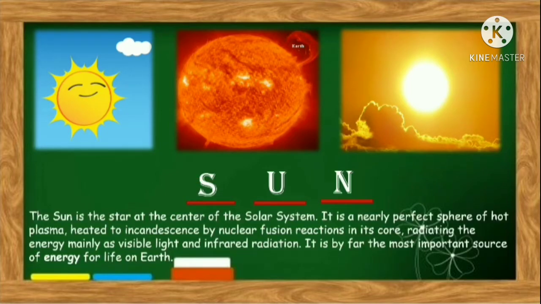The sun is the star at the center of the solar system. It is a nearly perfect sphere of hot plasma heated to incandescence by nuclear fusion reactions in its core. It radiates energy mainly as visible light and infrared radiation. It is by far the most important source of energy for life on Earth to exist.